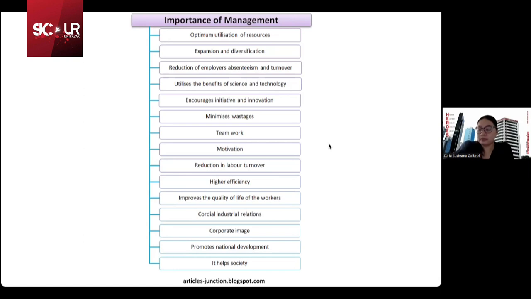You can take down: higher efficiency and improved quality of life of workers. Why is that? Let's open up our minds a little bit about how management can actually improve the quality of life of the workers, provided that this is a good management practice.